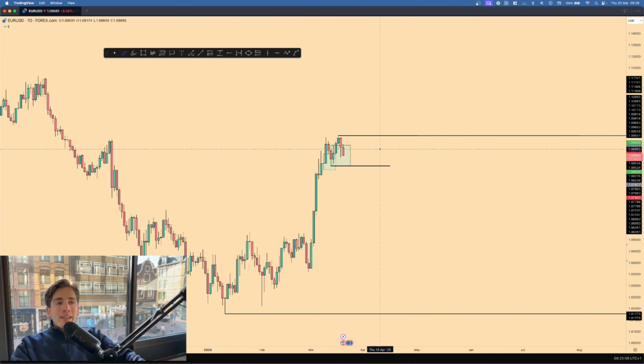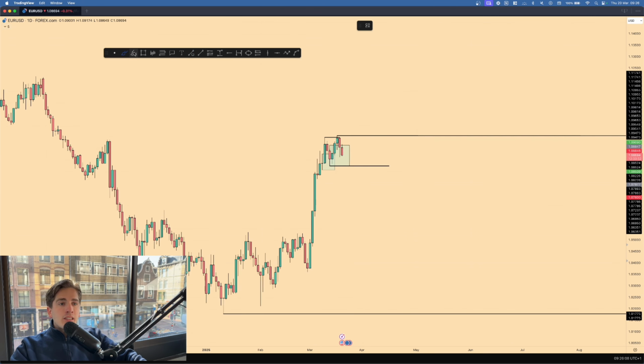However, you guys know exactly what I'm looking for. I'm looking for the overall fractal structure to break. Now, the fractal structure, again, for those who do not understand, is simply the market structure based on individual candlesticks.